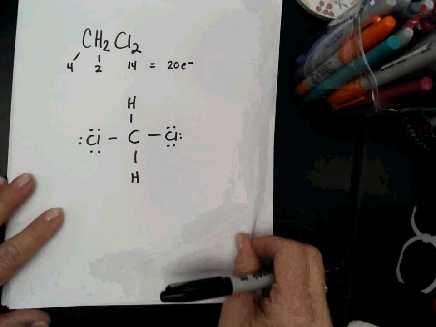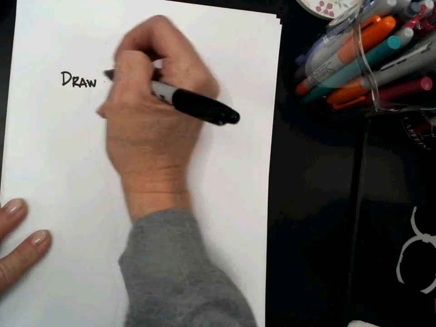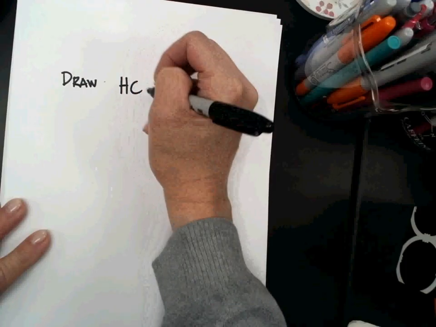Okay, I'm going to give you one that's harder. Let's have you get together with your lab partner and do this. Draw HCN. I want the Lewis structure for HCN. So move to your stations, work through this one together. So how about try it by yourself and check with your partner and see if they look alike.